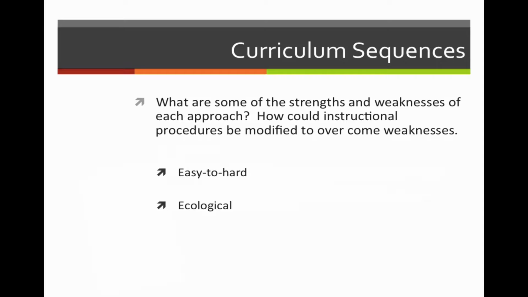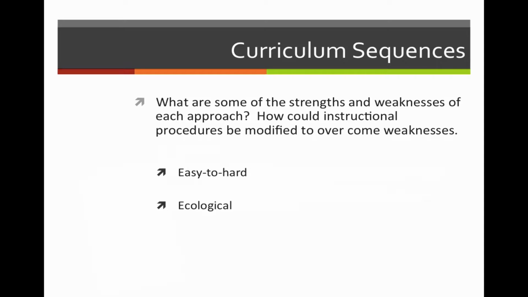So then we want to consider also what are some of the strengths and weaknesses of each approach, and how could instructional procedures be modified to overcome weakness. Again, this idea of easy to hard makes sense in a lot of things, like, for example, teaching a kid to use a spoon for self-feeding. We want to work on pincher grasp and those small motor kinds of activities, and then get into the coordination of scooping and lifting and putting into the mouth without spilling. So easy to hard makes a lot of sense.